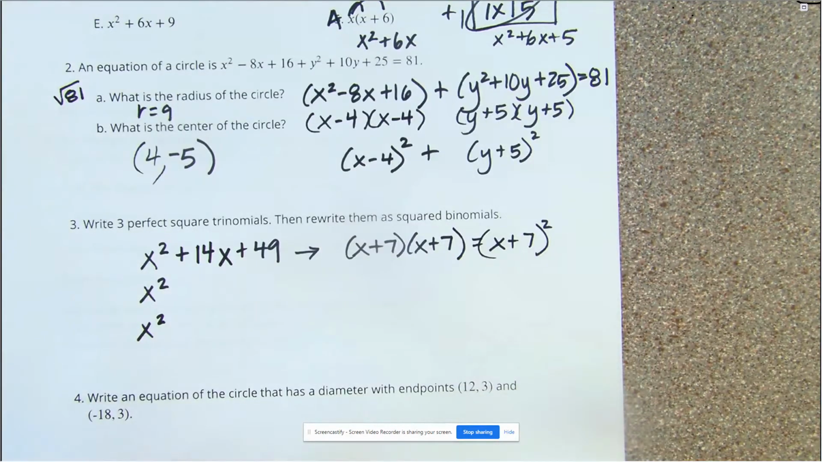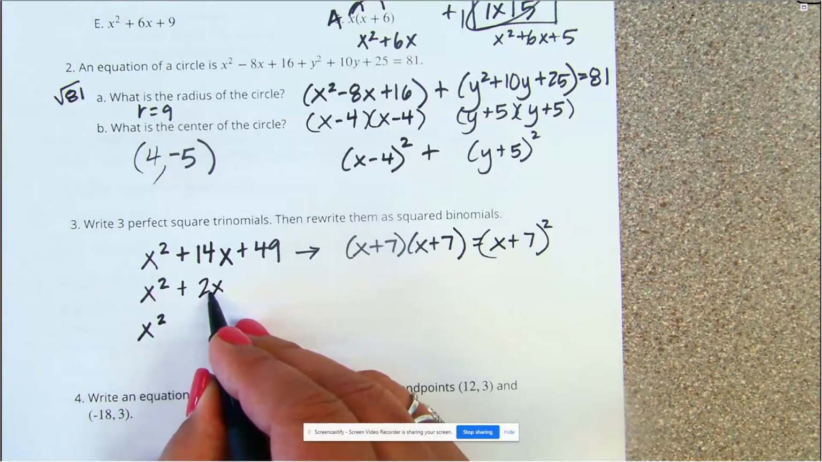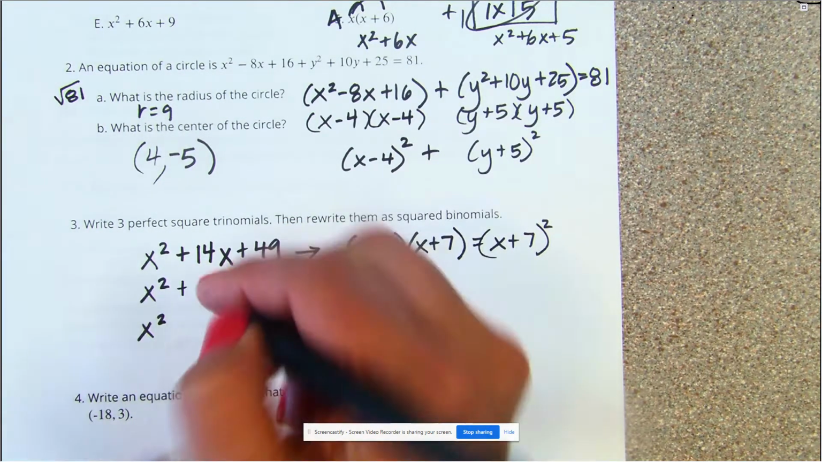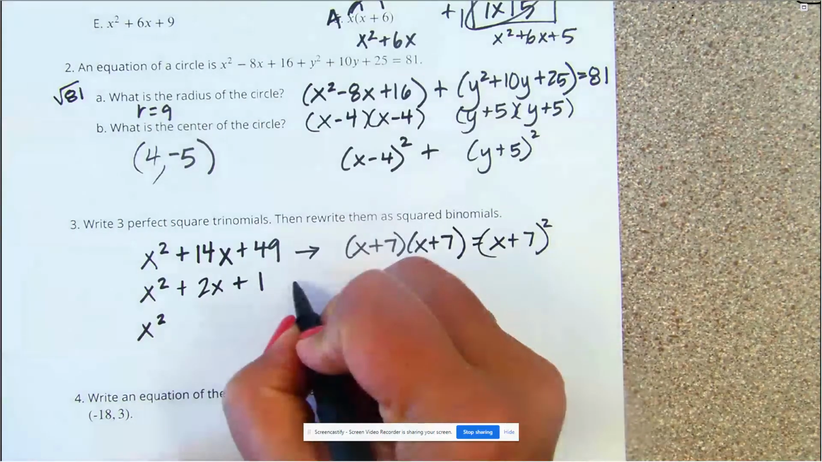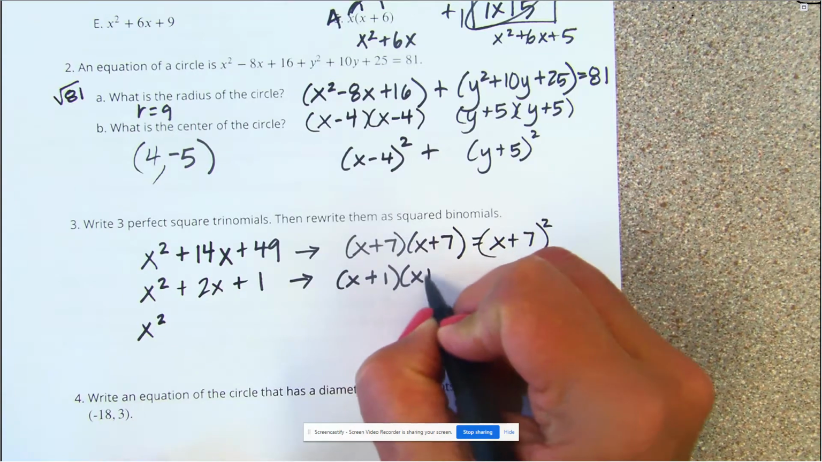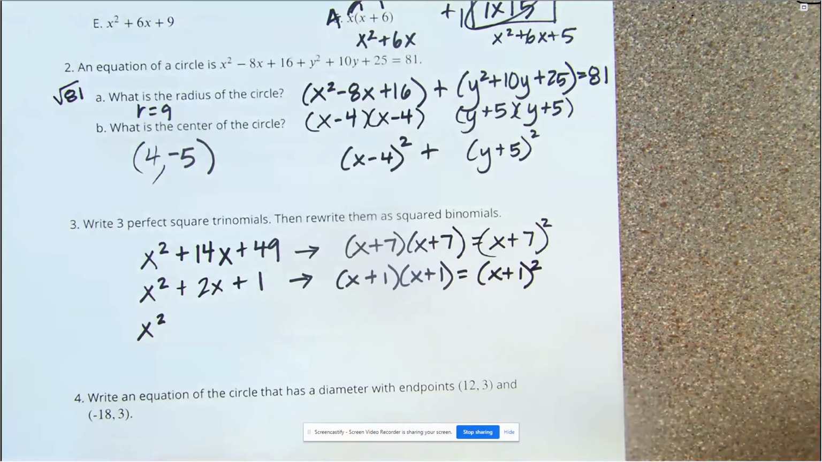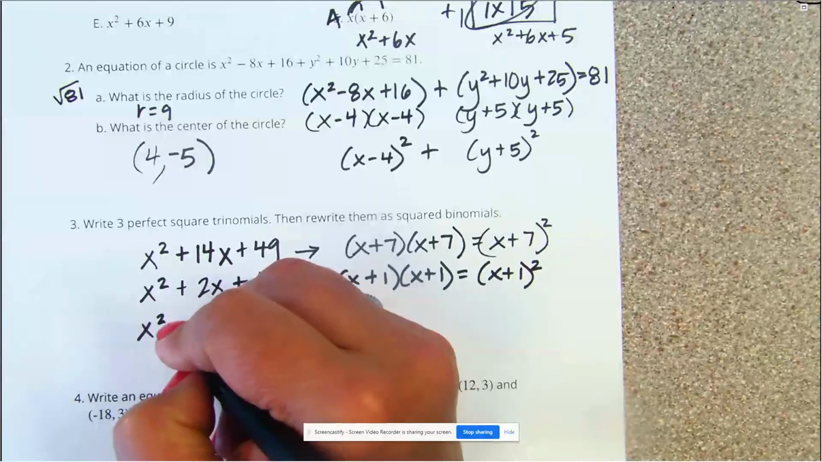Let's pick another one. I'm going to pick a nice easy one. I'll pick 2x. I cut 2 in half, 1. 1 times 1 is 1. So this is x plus 1 times x plus 1, which can be rewritten as x plus 1 squared. These are just my picks.